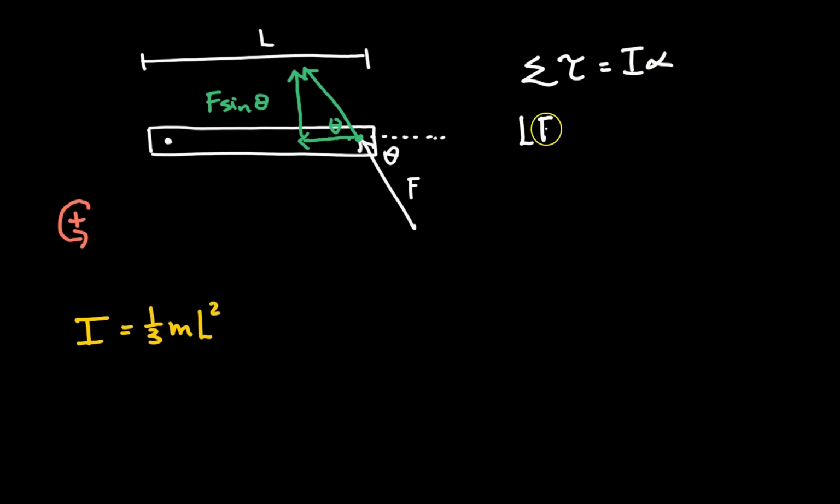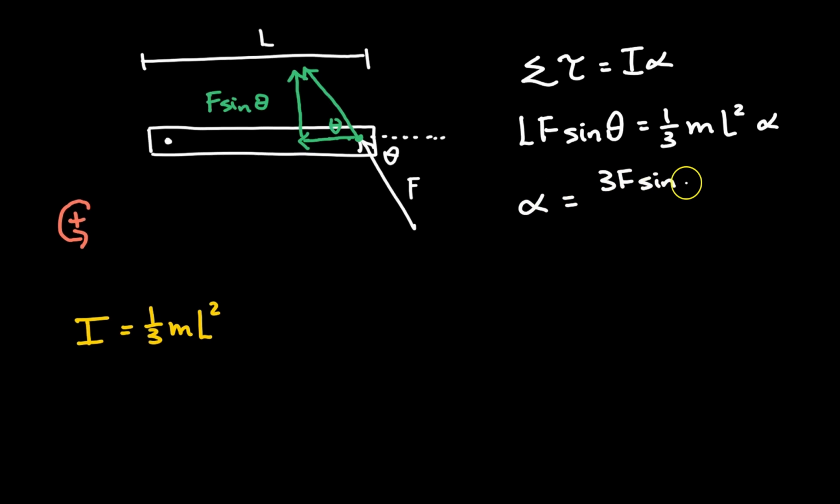The net torque is the torque going the positive direction minus the torque going the negative direction. We're also going to substitute the rotational inertia that was given, 1/3 ml², and that gives us LF sin θ is equal to 1/3 ml² times α. One of the L's will cancel out, and solving for α, the angular acceleration, we get 3F sin θ divided by ml.